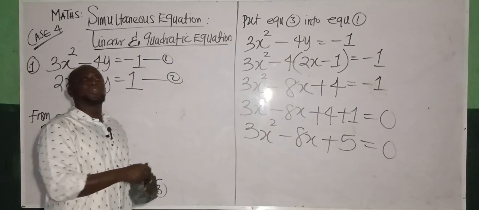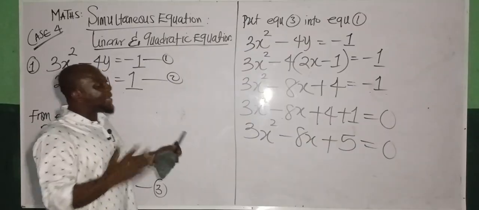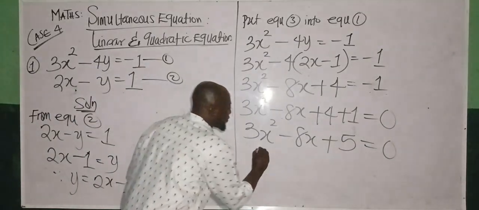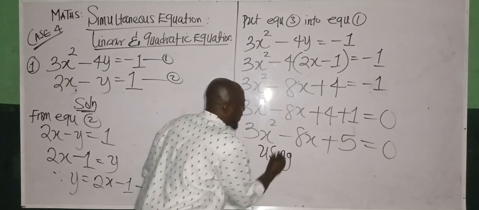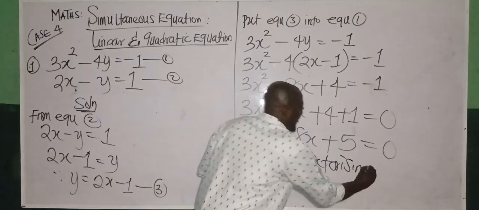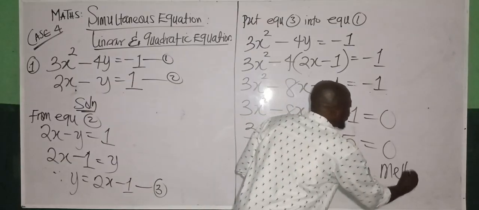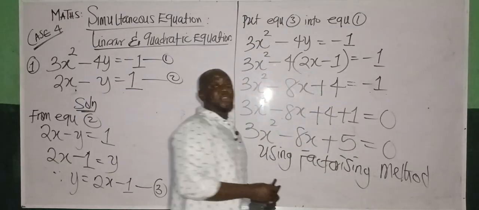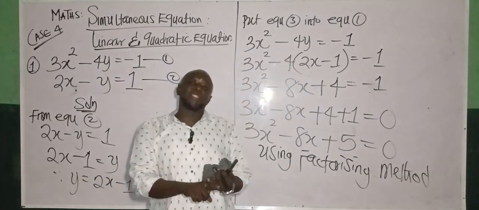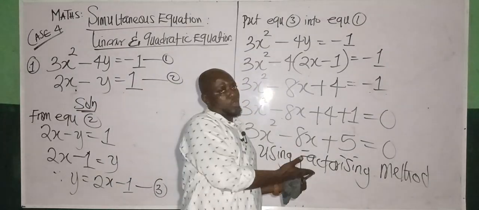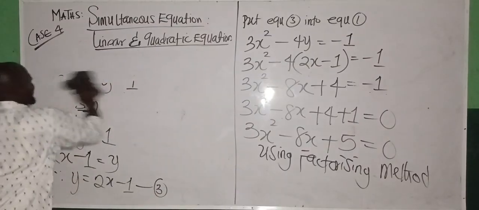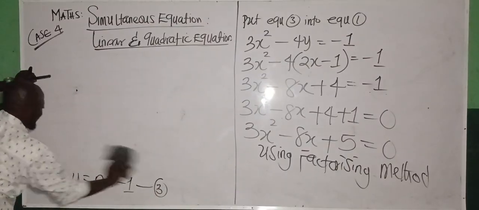So what do I know to do? Now, because the numbers are not big, I can use the factorization method. You can decide to use any of the methods. You can decide to use the quadratic formula method, the completing the square method, or the factorization method. They are all the same. They will give you the same answer.